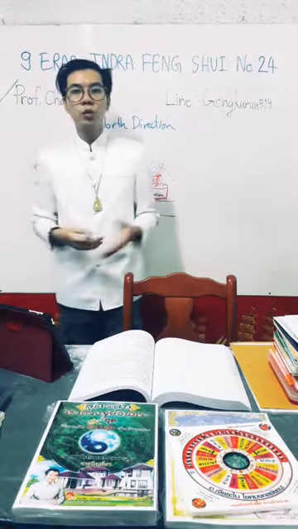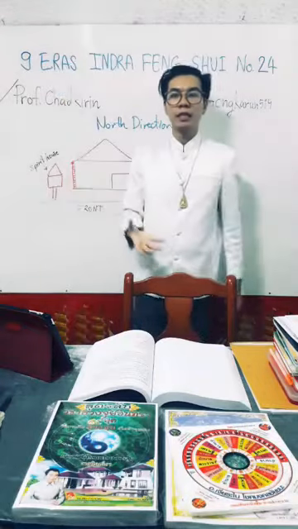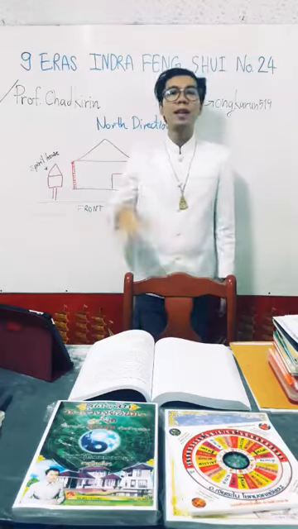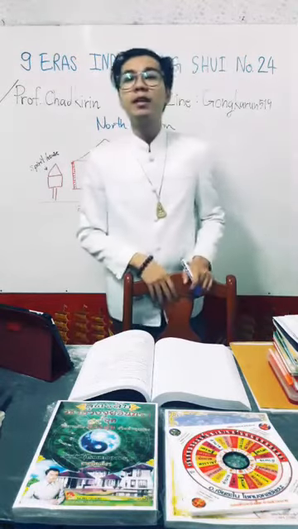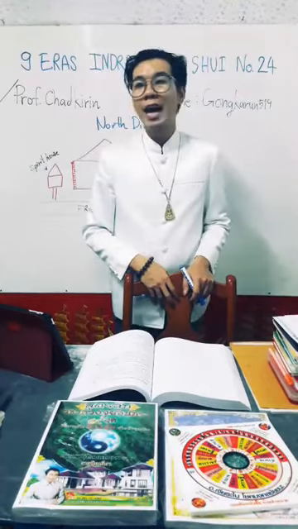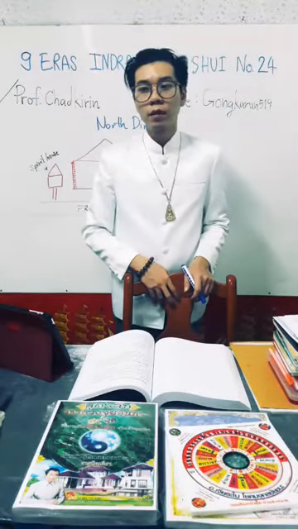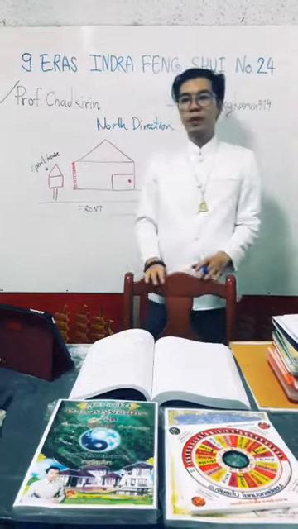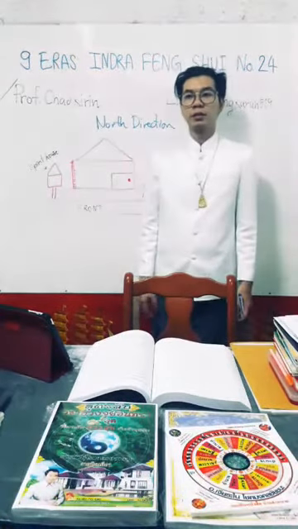The way to know about the 9 eras Feng Shui is just to balance the power of the residence, office, or any place. If we can balance it, then we can control anything.